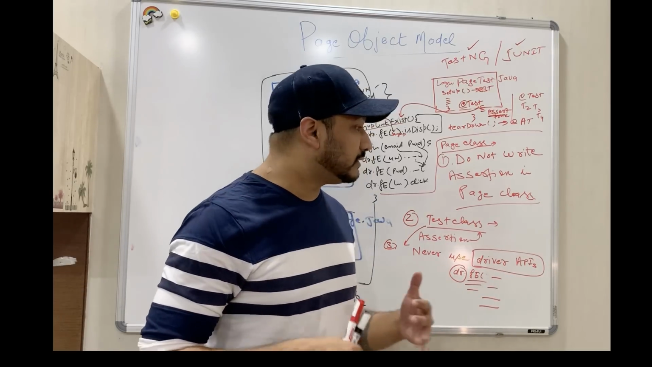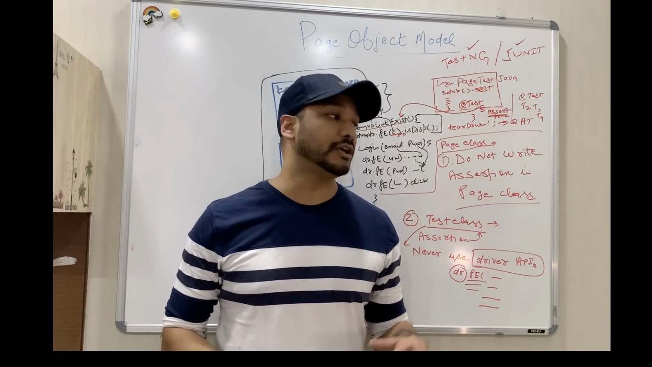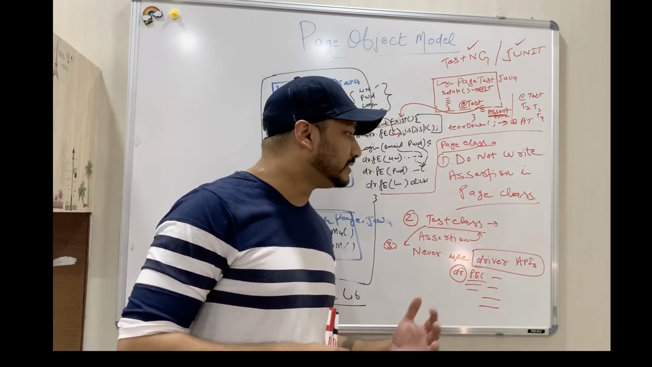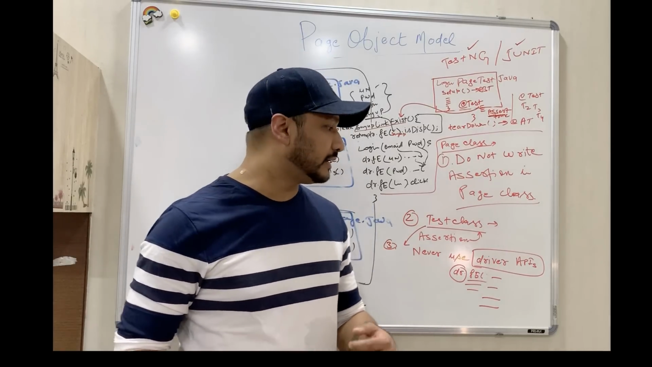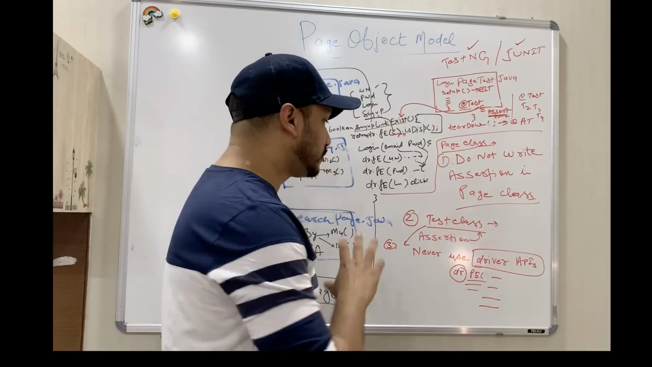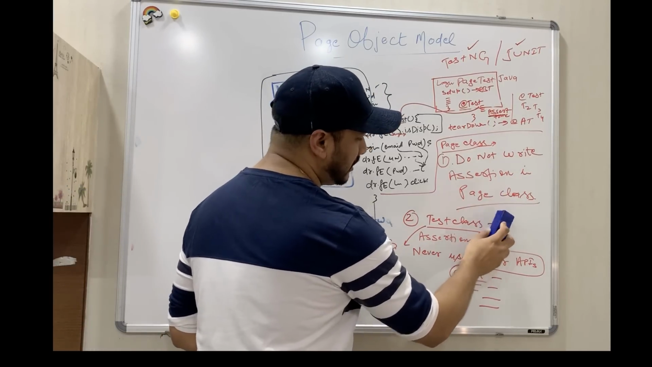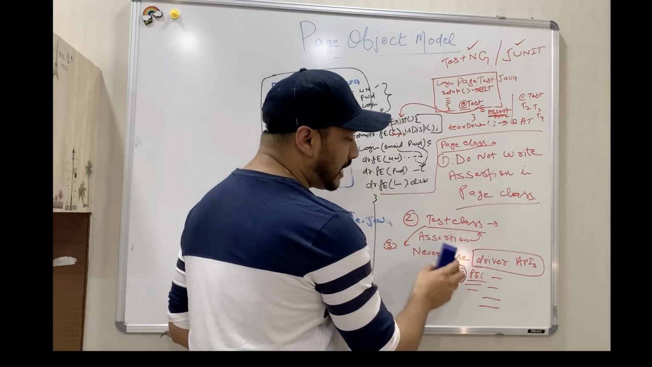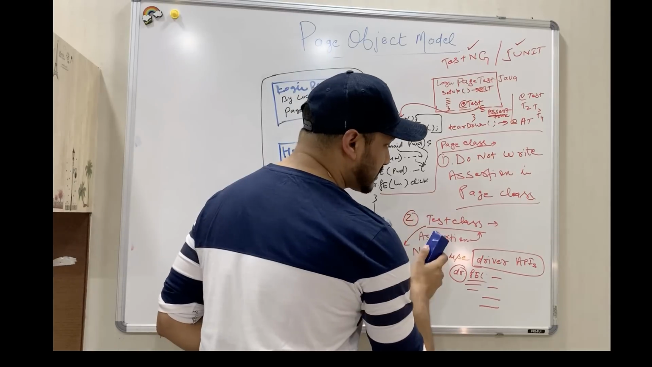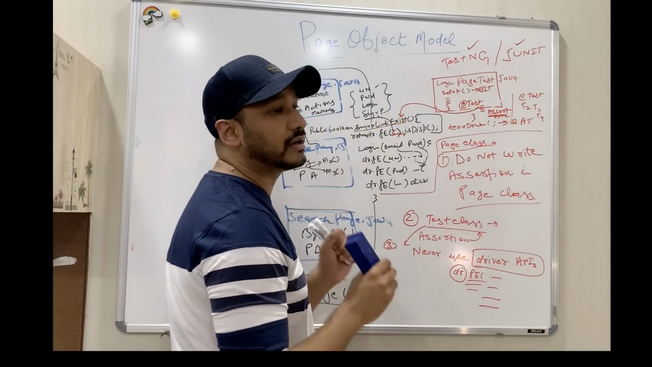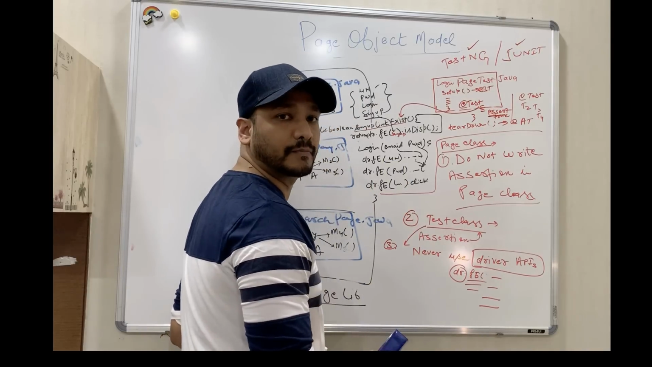There is a reason why developers use these patterns: to make your life easy, to make your code properly maintainable. Maintenance is very important in a framework, right guys? And I'll tell you that particular point in some time. So is this clear? In page class, do not write assertions. In test class, please never use driver APIs. Test class should be responsible only and only for assertions. It should not check any behavior of the page.